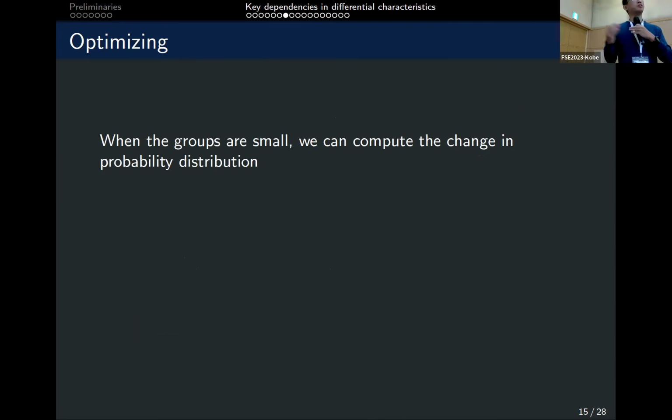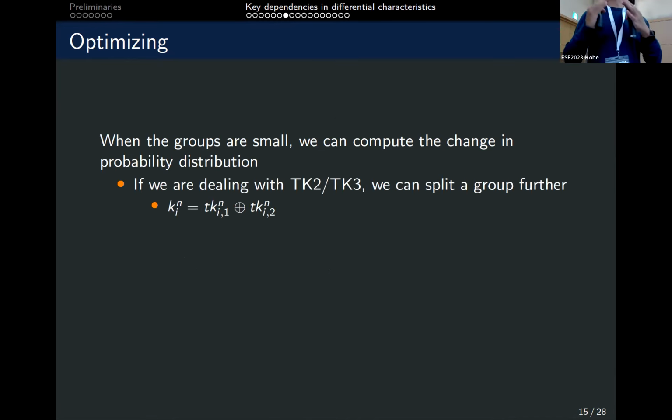So of course, after we divide all these groups and everything, there might be a chance that it is still too huge for us to actually compute. When the groups are small enough, we can actually just straight away compute the change in the probability. But if the groups are slightly larger, what we can do is to further optimize it.